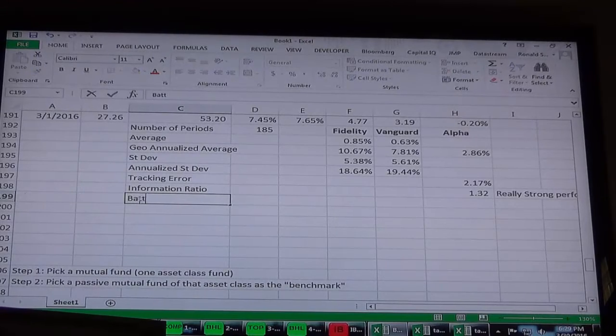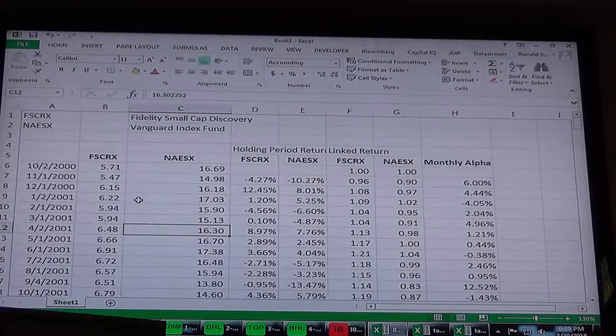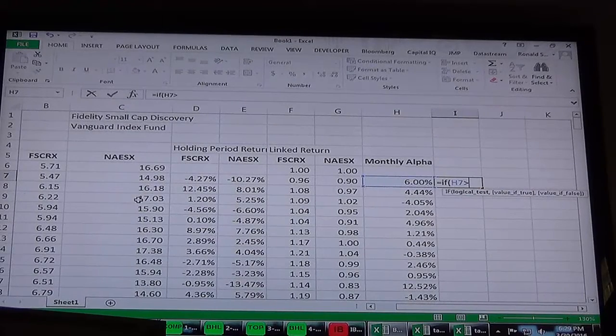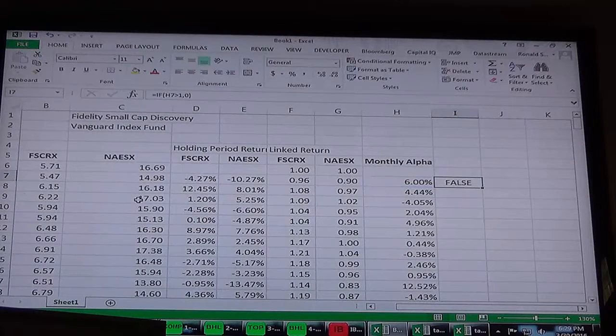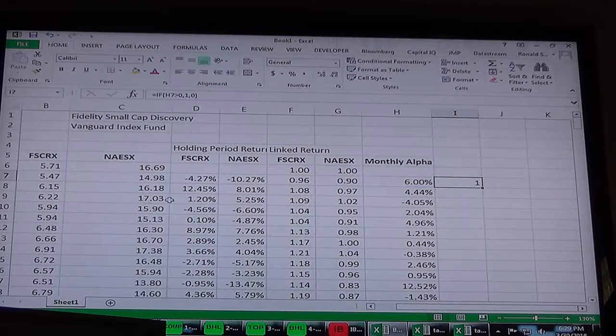So let's try batting average first. Batting average is the easiest one. So for batting average, we'll go up here, the very top, and over here where we calculate our monthly alphas, we're just going to use the if function, say if they beat the market, if their alpha is positive, give them a 1, otherwise give them a 0. So anytime their alpha is positive, give them a 1, otherwise give them a 0.